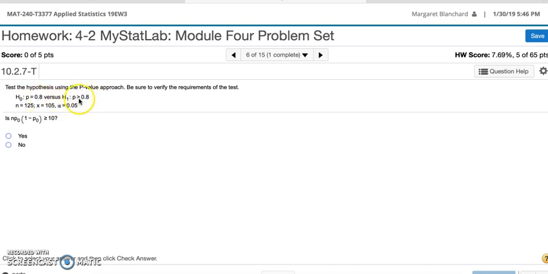Just so you know, this is our p naught. So when we're looking at that first requirement, that 0.8, that comparison proportion, is our p naught. Number of observations, n, is equal to 125. Number of successes, x, is equal to 105. And alpha is equal to 0.05. So the first part is n p naught times 1 minus p naught greater than or equal to 10?